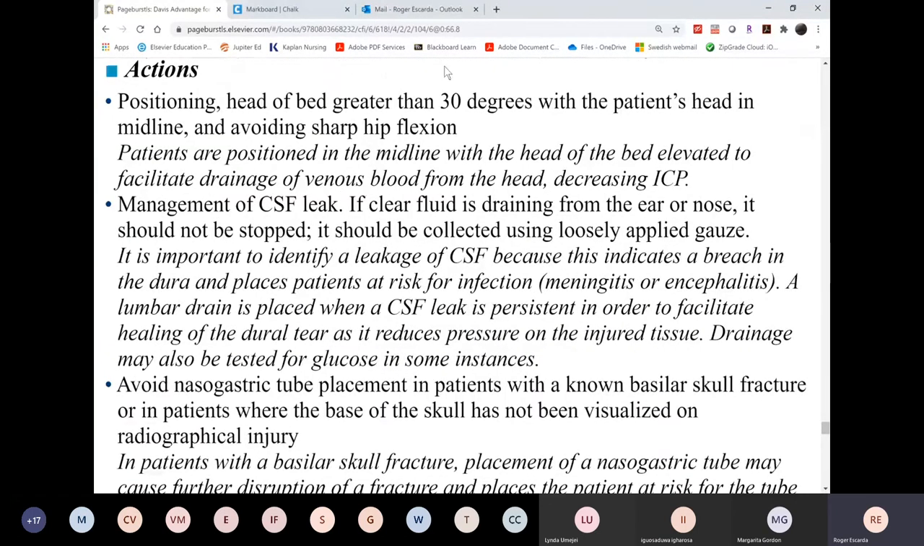And here's the positioning again. So I agree with this one. This one's better. This one now says 30 degrees. Then always neck midline. Another reason why I disagree with the 90 degrees is, what happens to the hip flexion if you have a 90 degree head of the bed elevation?